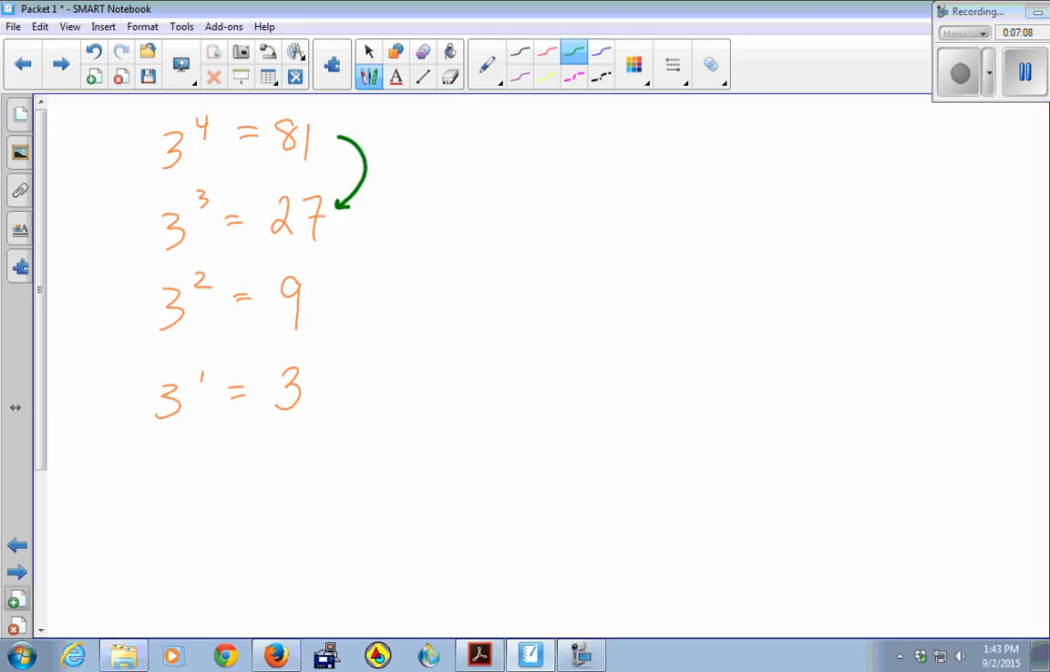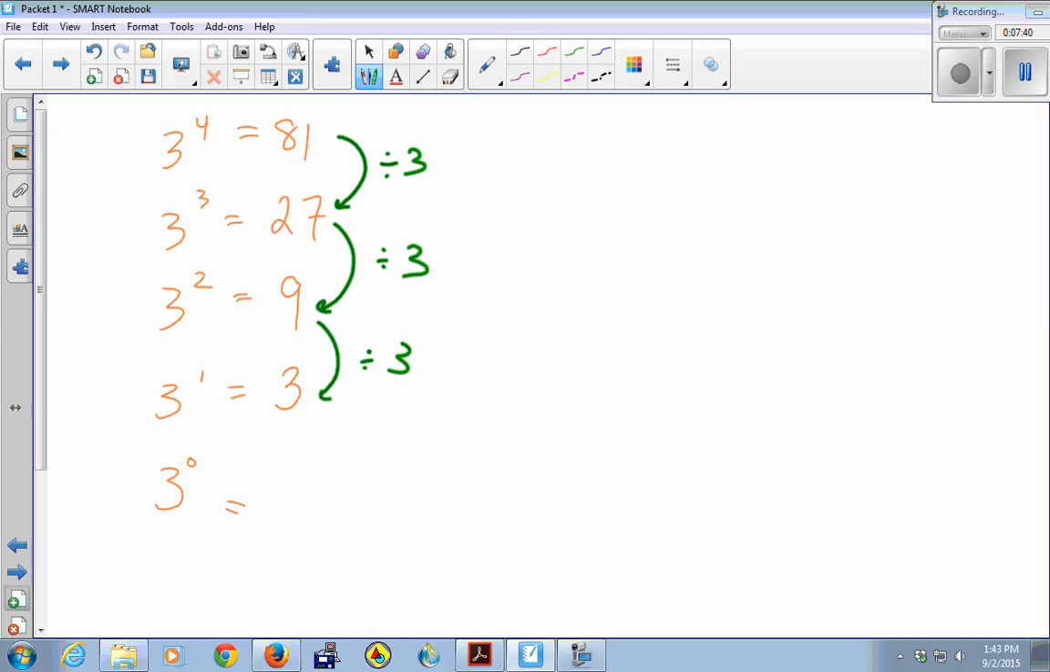What do you do to 81 to make a 27? Divide it by 3. Yeah, if I divide it by 3, 81 divided by 3 is 27. 27 divided by 3 is 9. 9 divided by 3 is 3. If I were to continue this pattern, on the left, I'd have 3 to the 0, right? Because my exponents went 4, 3, 2, 1. My next one would be 0.